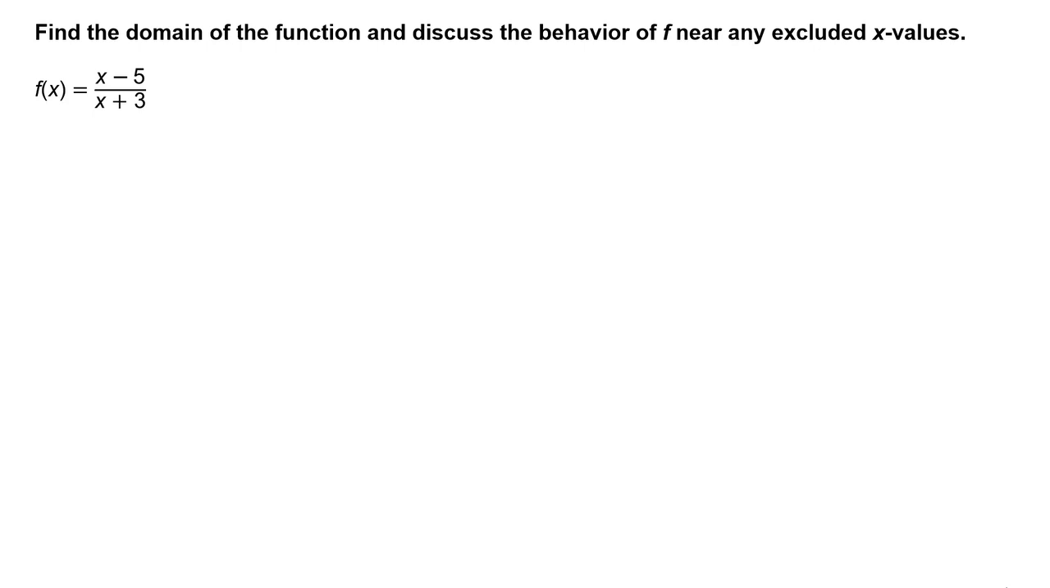Find the domain of the function and discuss the behavior of f near any excluded x values. f of x is equal to (x minus 5) divided by (x plus 3). First, attempt to simplify f of x, but you cannot simplify this function any further.